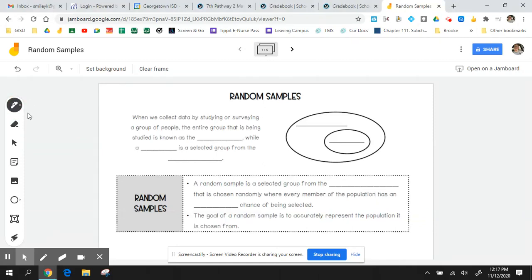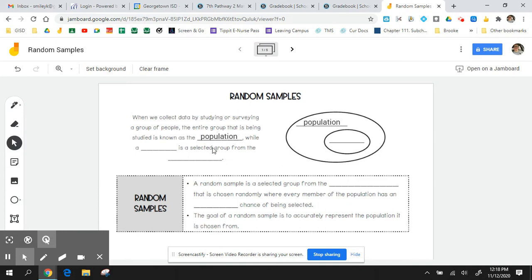Hey everyone, today we're going to look at random samples and what that actually means. When we collect data and we're studying a group of people, the entire group that is studied is known as the population. I put the population over here in the big circle.